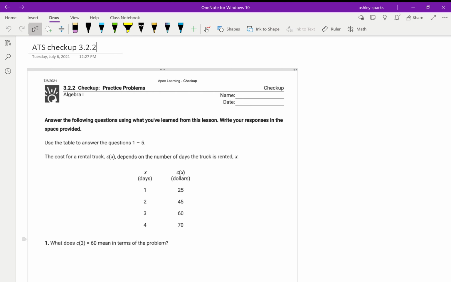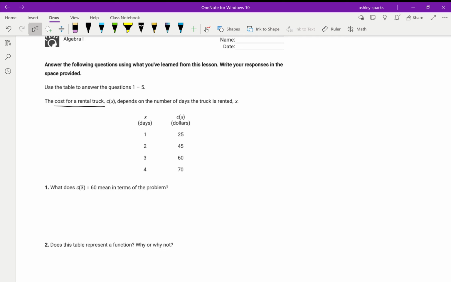In this table, we see that it's dealing with the cost for a rental truck, which we're going to represent with C of X. It depends on the number of days the truck is rented, X. Okay? So cost, how much money you spend, depends on your number of days. That makes sense. We see at 1 day it's $25, 2 days $45, 3 days will cost you $60, and 4 days will cost you $70.